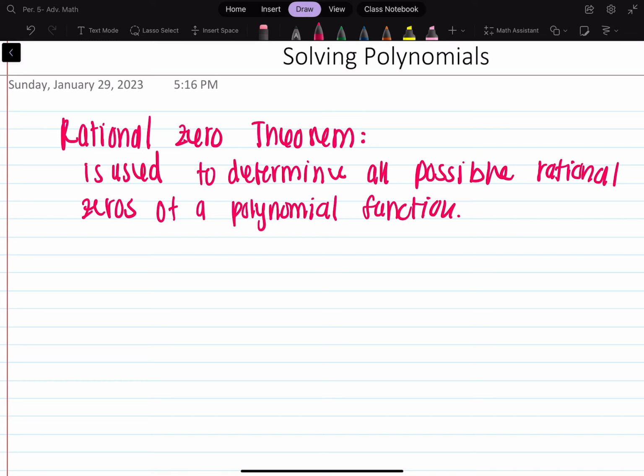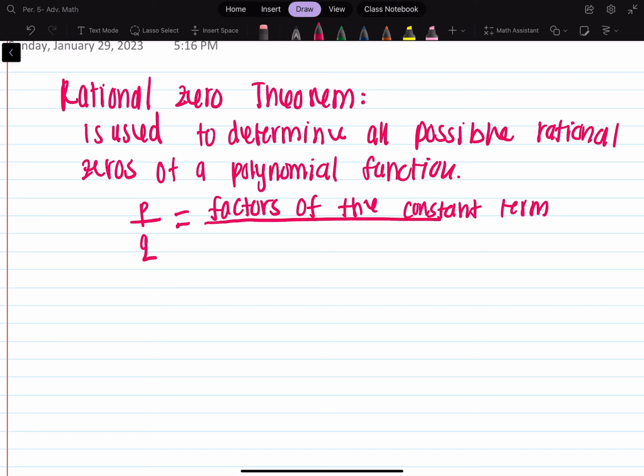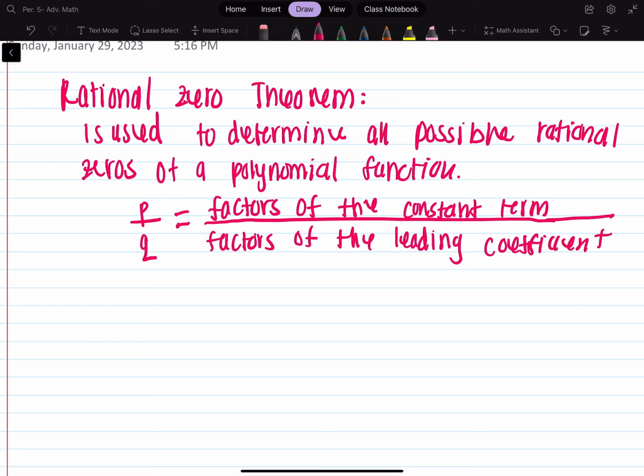Okay, and essentially the rational zero theorem, we will be using this idea of P over Q, where P are equal to the factors of the constant term, and Q are the factors of the leading coefficient. Okay, so that's the ratio that we use to determine all possible rational zeros of a polynomial.